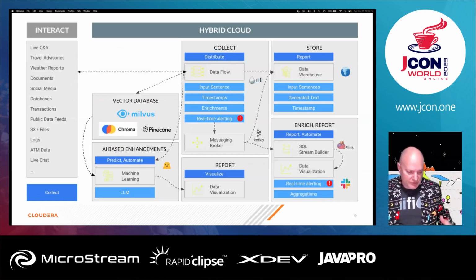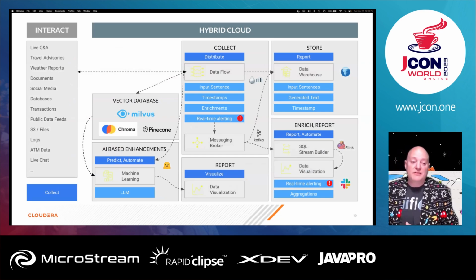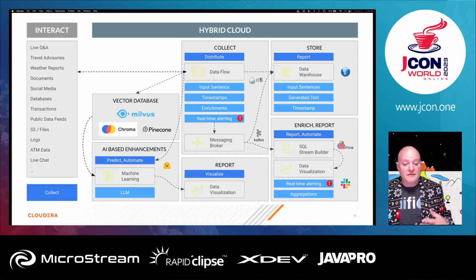In a typical application that we do in this type of Flink and Kafka and streaming environment, we tend to have a lot of different data sources.